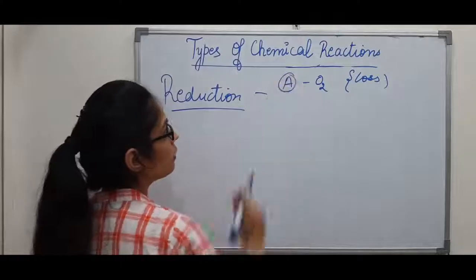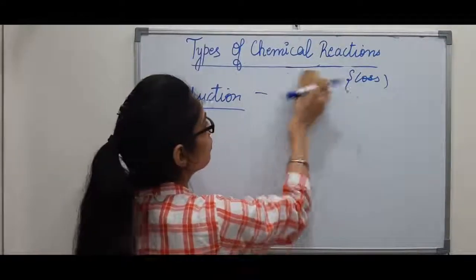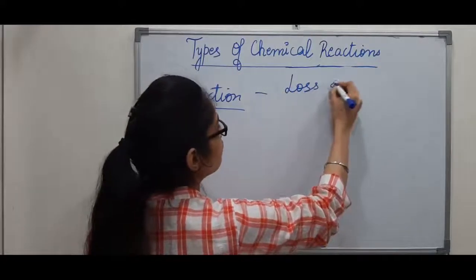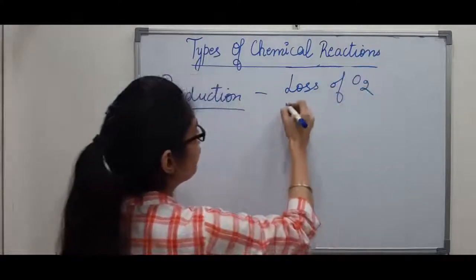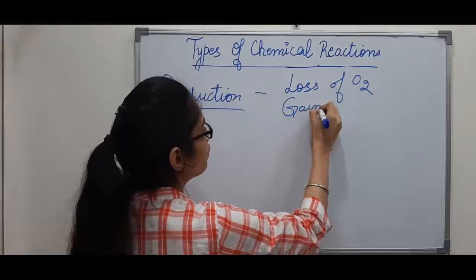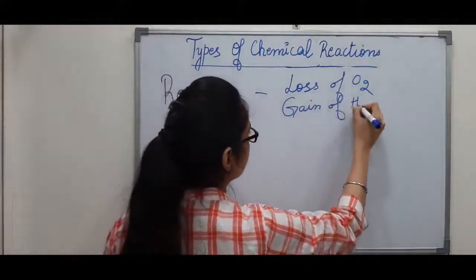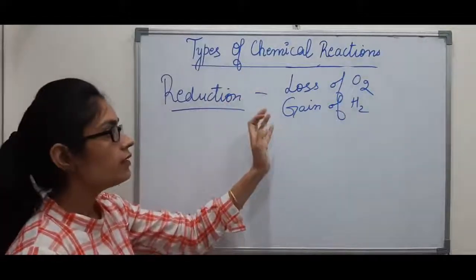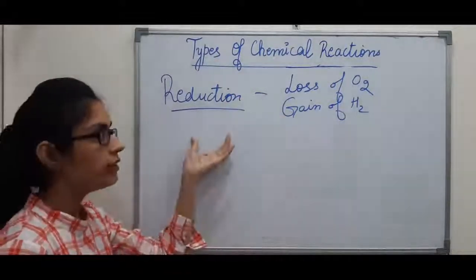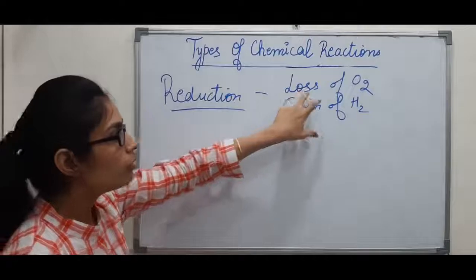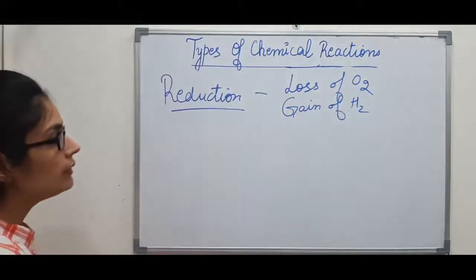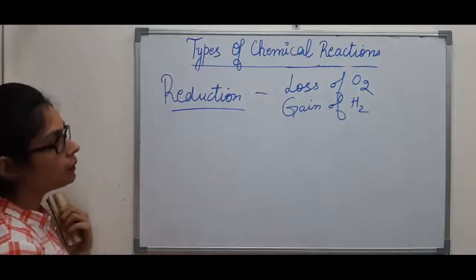So for any reactant, I can simply write it is loss of oxygen and gain of hydrogen. See, oxidation was gain of oxygen and loss of hydrogen, but reduction is opposite here. There will be loss of oxygen and gain of hydrogen. Let's understand it with the help of examples.